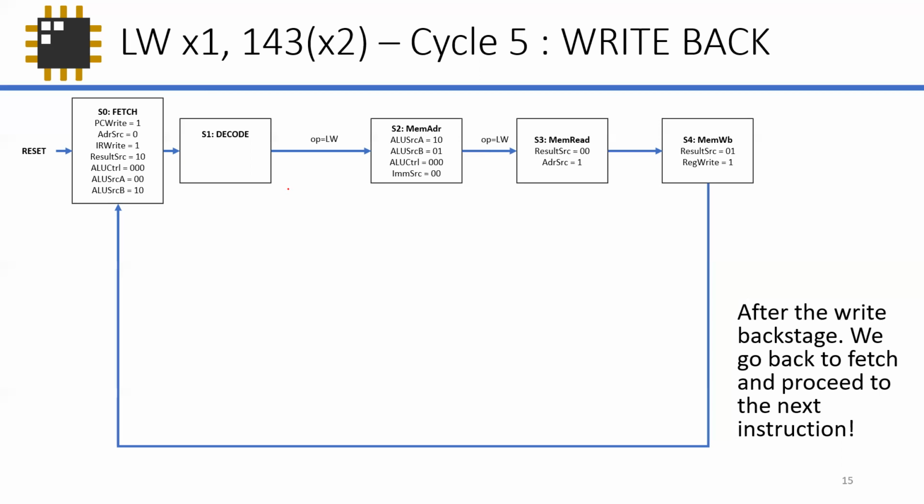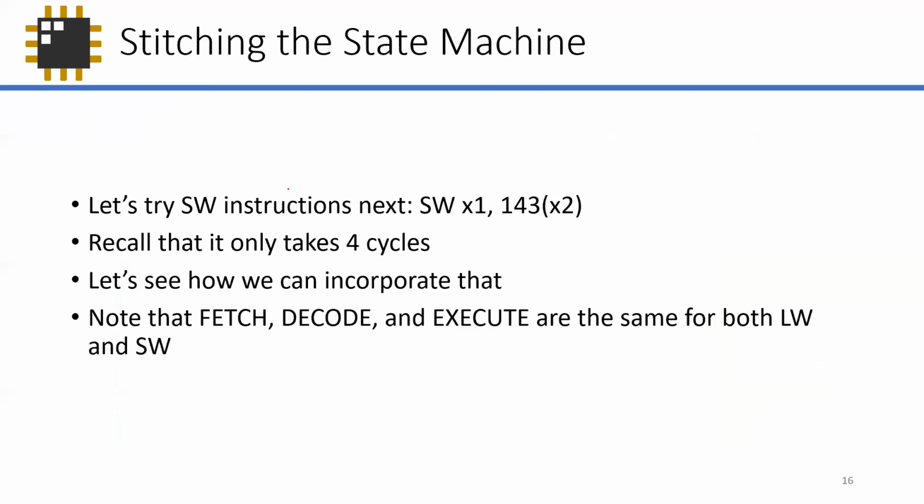Okay. So let's try the next instruction. Let's try this store word instruction. Pretty much the same thing, but take note it only takes 4 cycles. And we'll see how we can incorporate that into our state diagram. Now note that the fetch, decode, and execute stages for the store word are pretty much the same for both load word and store word. So we'll go through that very quickly, but I won't highlight the signals anymore because they are the same.